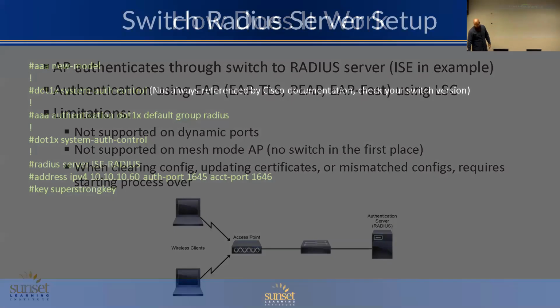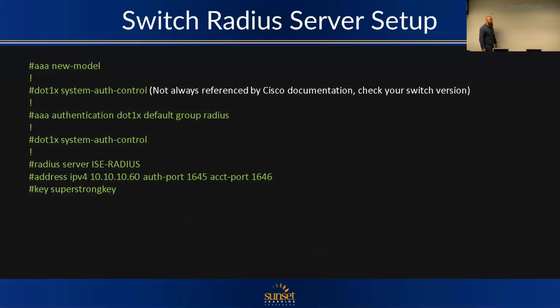All right, so let's get in. How do we do this? So first off, we need to set up the switch to use AAA, to enable AAA authentication, and we'll enable it on the port. So this is the switch, the Radius server setup. We're telling the switch that the Radius server exists and who to send the credentials to.